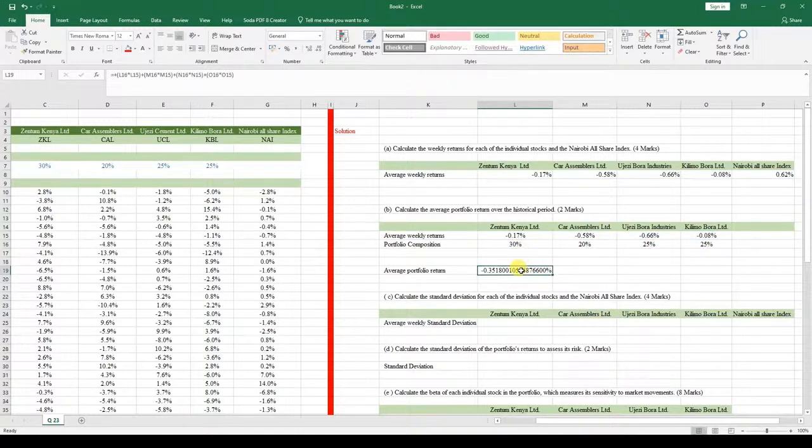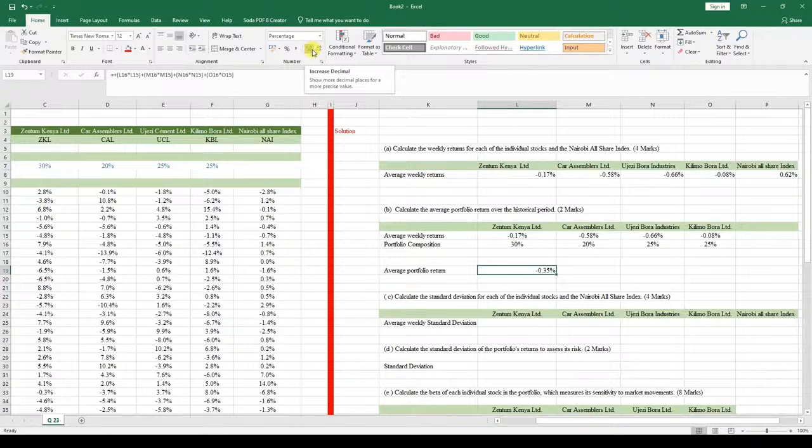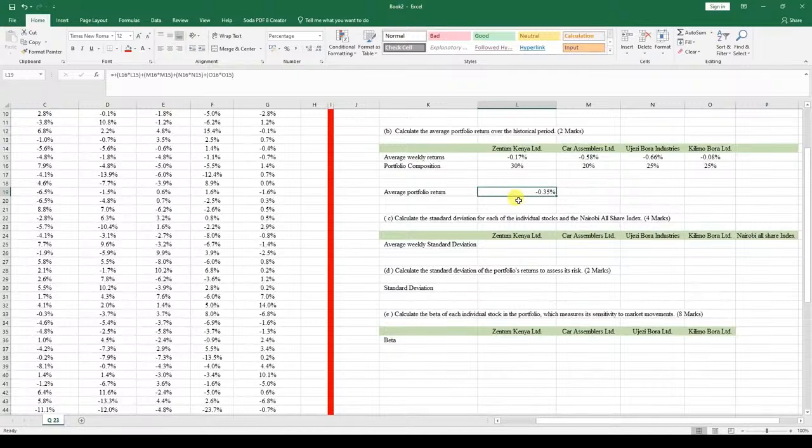We only want it to 2 decimal places, so we just reduce it like so to 2 decimal places, like that, 0.35%. Now once we've gotten our portfolio return as 0.35%, we can move on to part C.